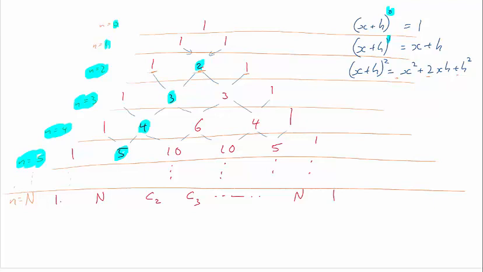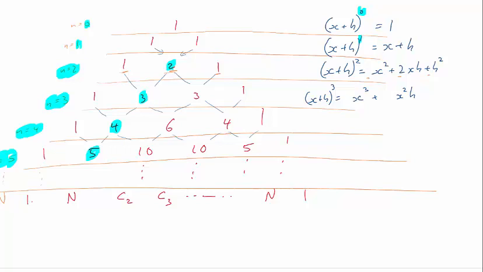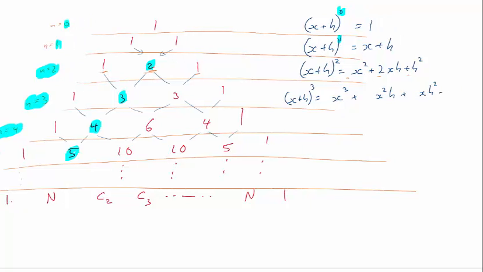Right, they match. And so if we were to work out x plus h cubed, and I do encourage you to work this out to verify that this is true. We start off with x cubed, and then the x goes down a power to make it x squared multiplied by h, plus x times h squared. Notice the h is increasing, and then plus h cubed.